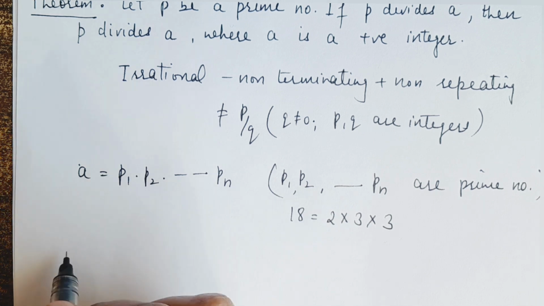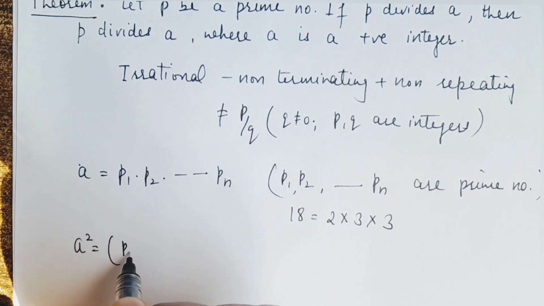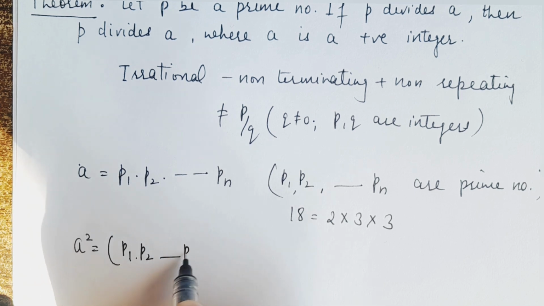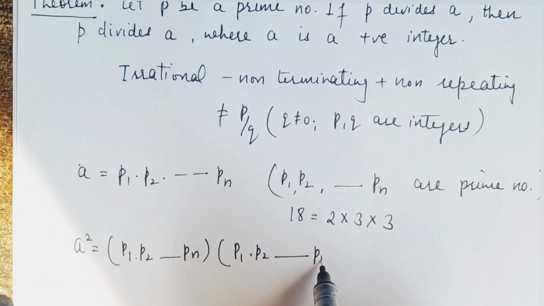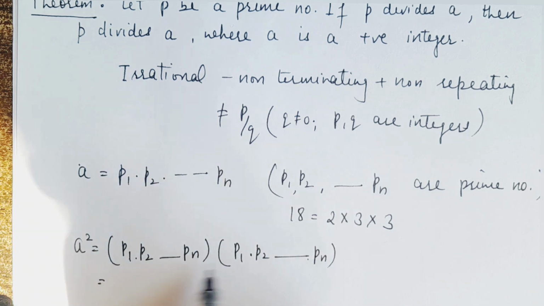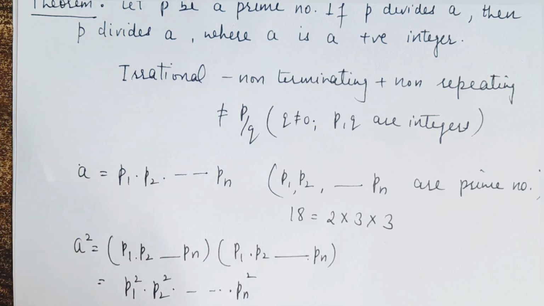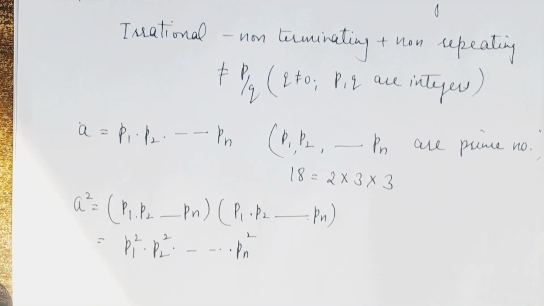Now if we have to find a square, what will we do? We will multiply these numbers p1 up to pn twice. So how can we write it? p1 square, p2 square, similarly up to pn square, each is multiplied twice. So we will get this.